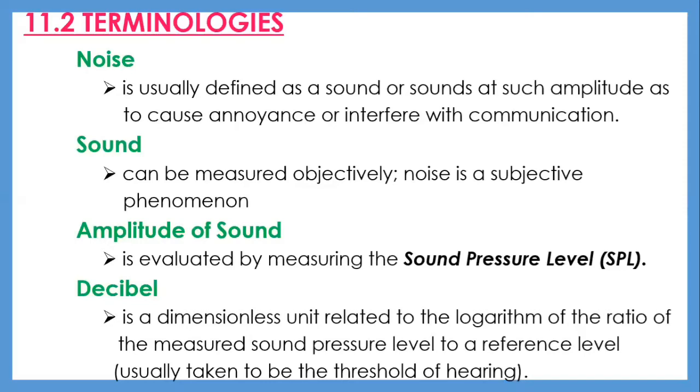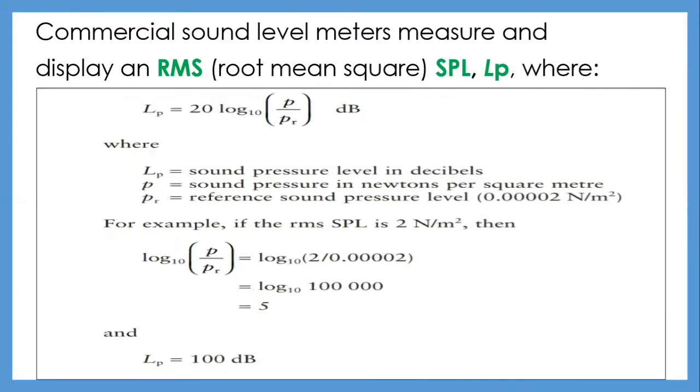Now, commercially, sound level meters measure and display an RMS, or root mean square, SPL or L_P, where L_P is equal to 20 log sub 10 multiplied by the quantity P over P sub R decibel, where L sub P refers to sound pressure level in decibel, P refers to sound pressure in newtons per square meter, and P sub R refers to the reference sound pressure level, which is equivalent to 0.00002 newton per square meter.